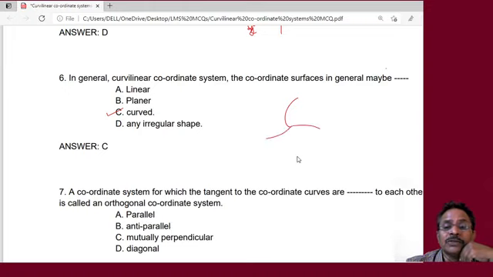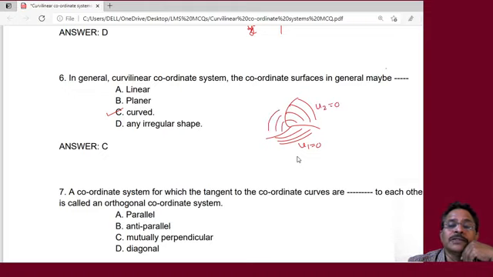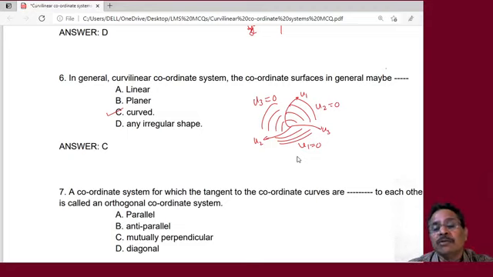This is one curved surface where I have taken u1 is equal to 0. This is another curved surface, taken as u2 is equal to 0, and this is the third surface, whose equation we take to be u3 is equal to 0. Therefore this is my u3 axis, this is my u1 axis, and this is my u2 axis. So these three different axes u1, u2, u3 are curved, and the surfaces u1 equal to 0, u2 equal to 0, u3 equal to 0 must be curved surfaces. Such a system is called a curvilinear coordinate system.